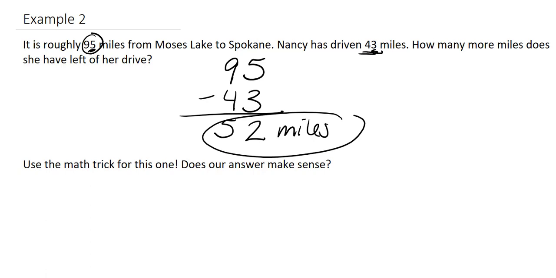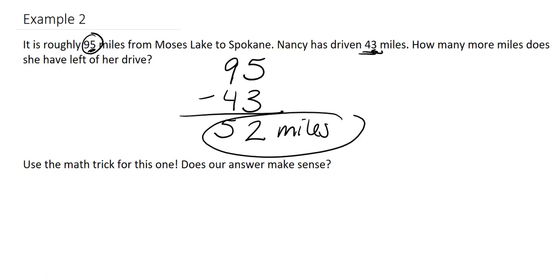Use the math trick for this one. So does our answer make sense? This is a really good way to check ourselves to make sure we got a number that probably is reasonable. So when we do our math trick that we learn, by estimating our numbers, like by rounding, then we can do a quick, simple subtraction or addition, and then we can check our answers.